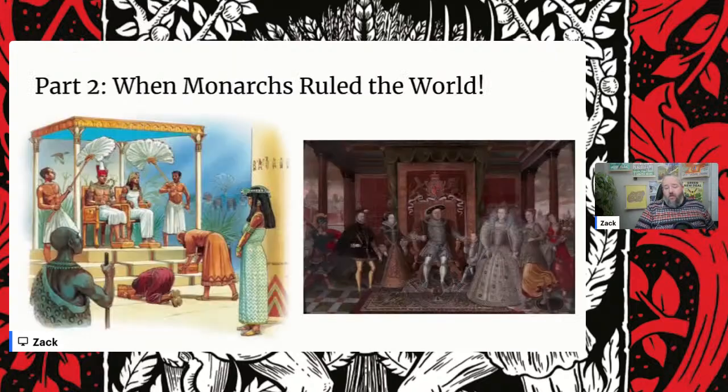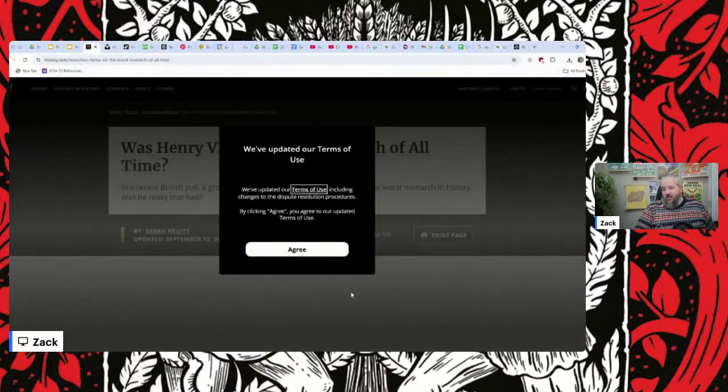All right, we are already up to part 2, when monarchs ruled the world. So we have some famous, well, I guess the first one is not a famous painting, it's just an illustration of some pharaohs in Egypt. And on the right side, we have a painting I think might be Henry VIII.